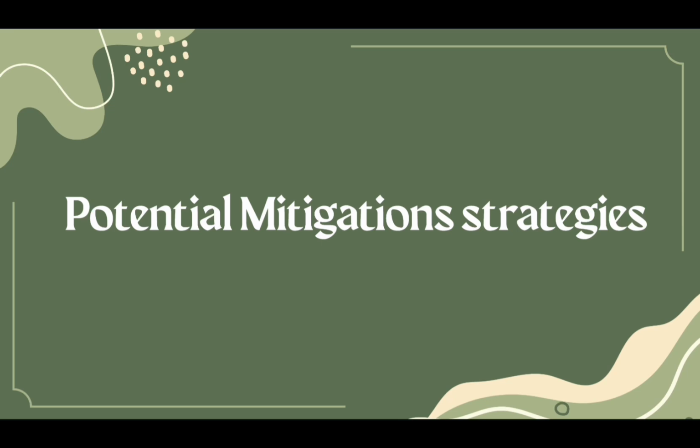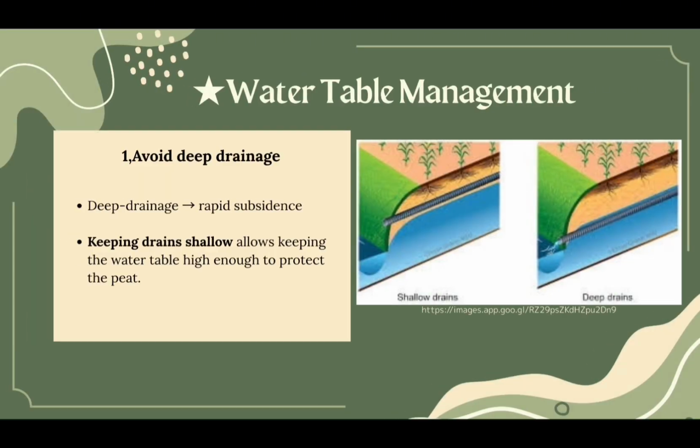I am going to introduce you to 3 ways of the mitigation of the CO2 emission and subsidence. First way of mitigation is water table management. I am going to introduce 3 ways of water table management this time. First way is to use shallow drainage systems, which help maintain a higher water table.